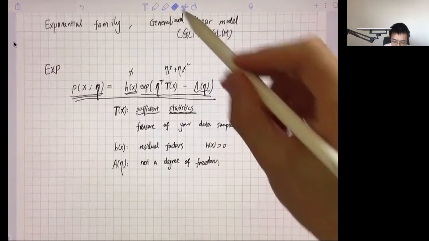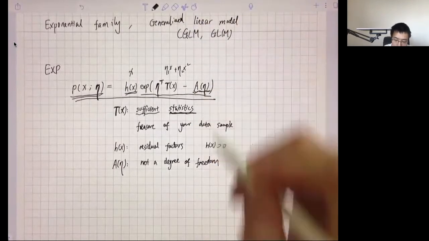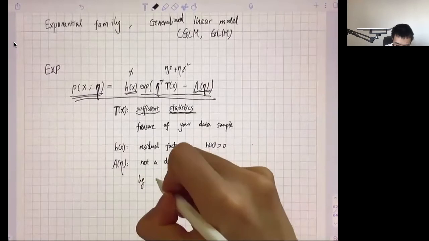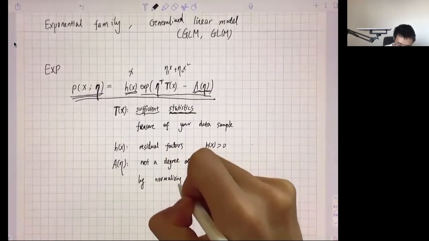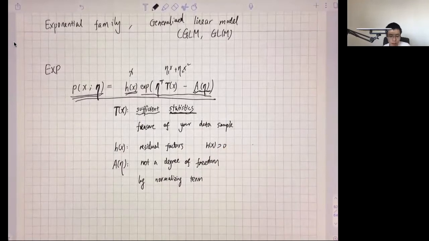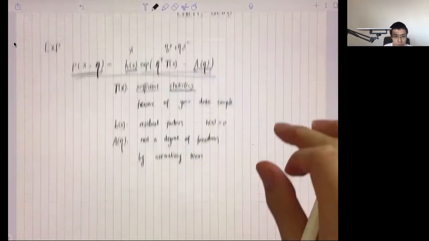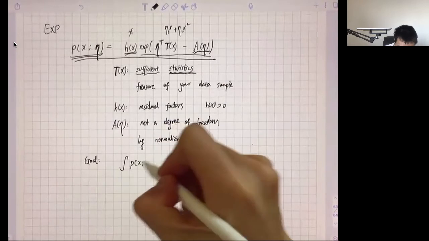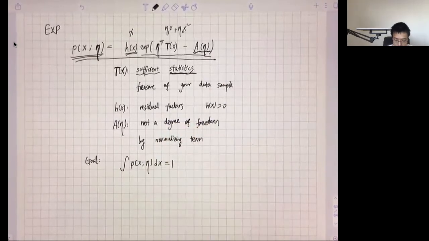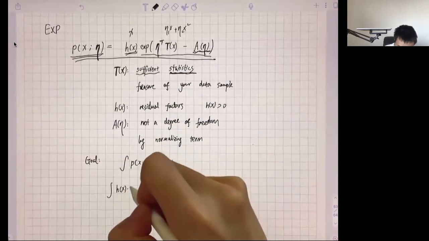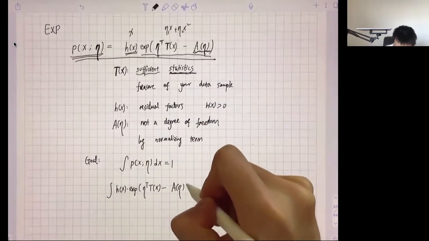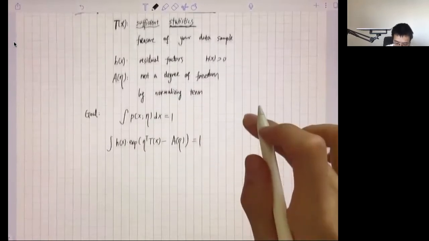A of eta cannot be defined. A of eta is not a degree of freedom when you specify the exponential family. It's actually the log normalizing term. Okay. So the A of eta is computed such that your p of x integrates to 1. So my goal is to make the integral of p of x given eta dx equal 1. Okay. So I'm saying h of x exp of eta transpose T of x minus A of eta is 1. Okay. And I can write things out.